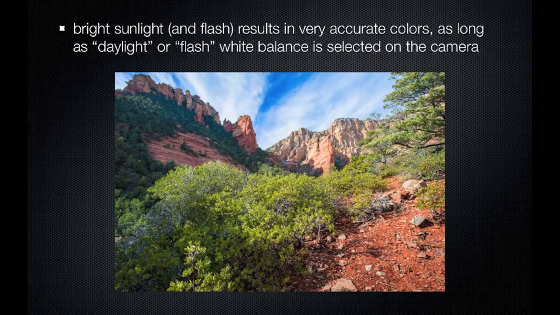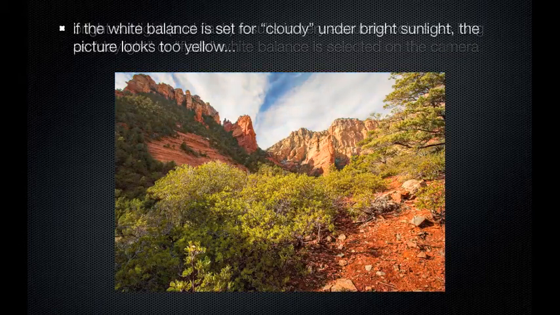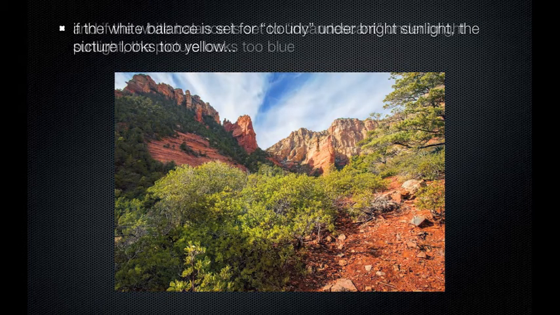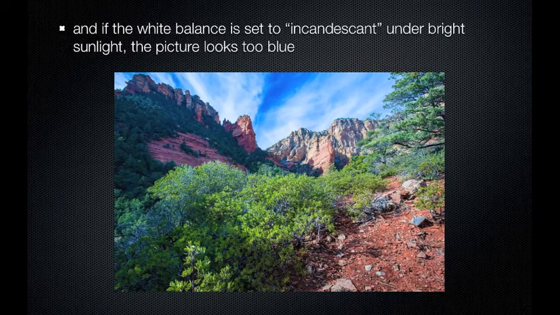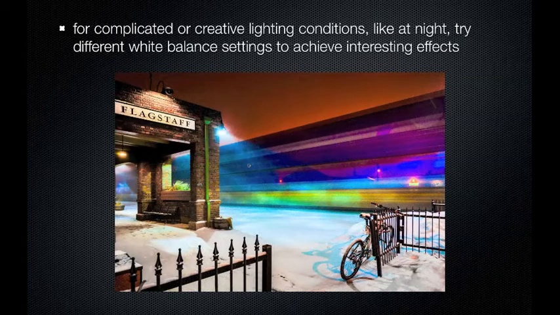Bright sunlight and flash result in very accurate colors, as long as daylight or flash white balance is selected on the camera. Now, if the white balance is set for cloudy, but I'm still under bright sunlight, the picture winds up looking too yellow. And if the white balance is set to incandescent under bright sunlight, the picture looks too blue. And for complicated or creative lighting situations like this picture taken at night, we try different white balance settings to achieve interesting effects. So white balance is a creative control as well as a control for accurate color.